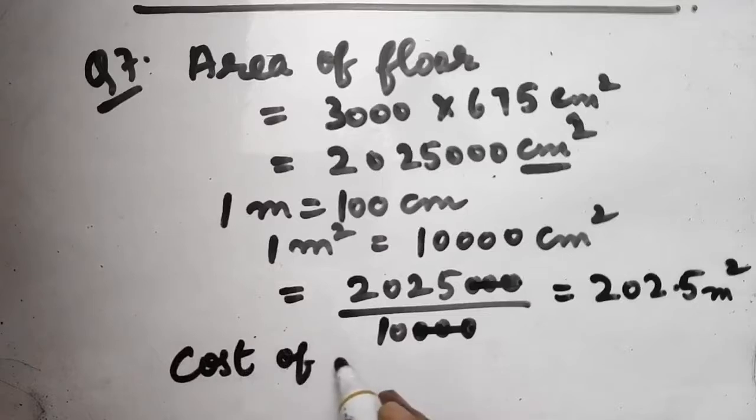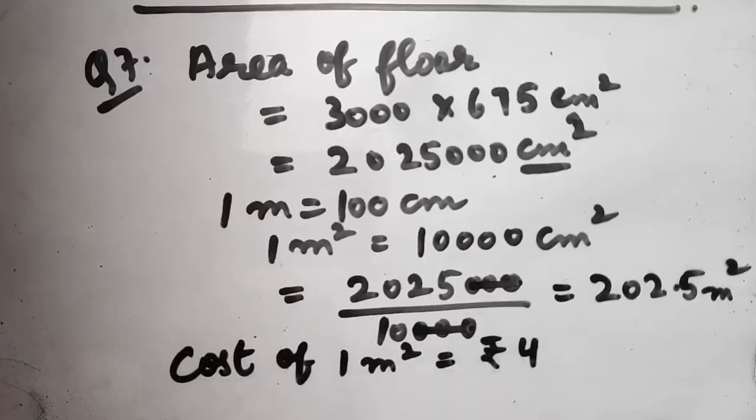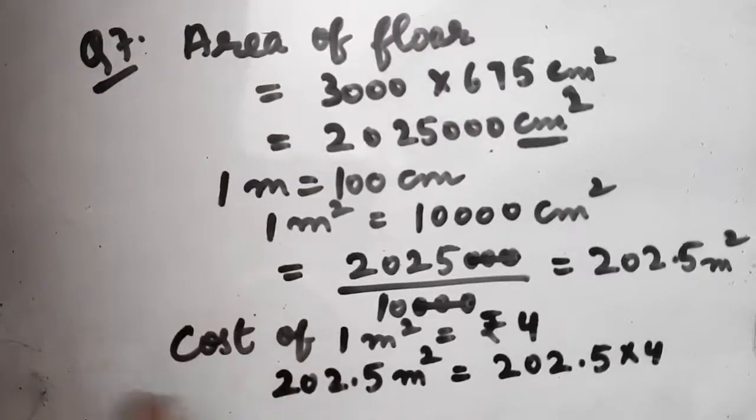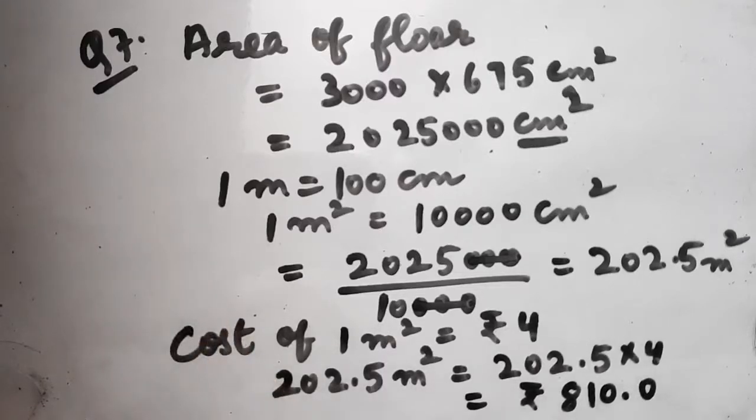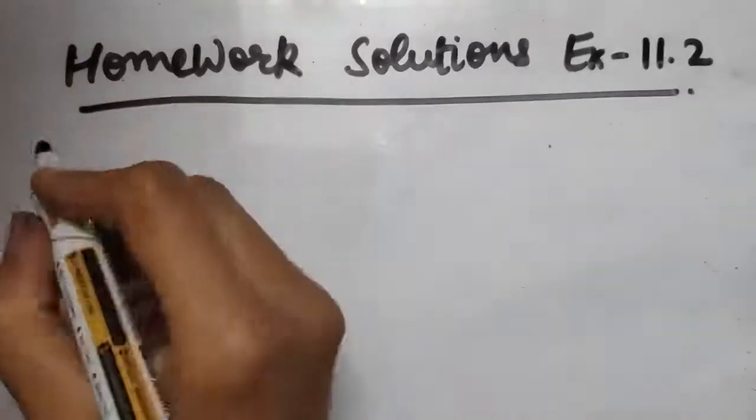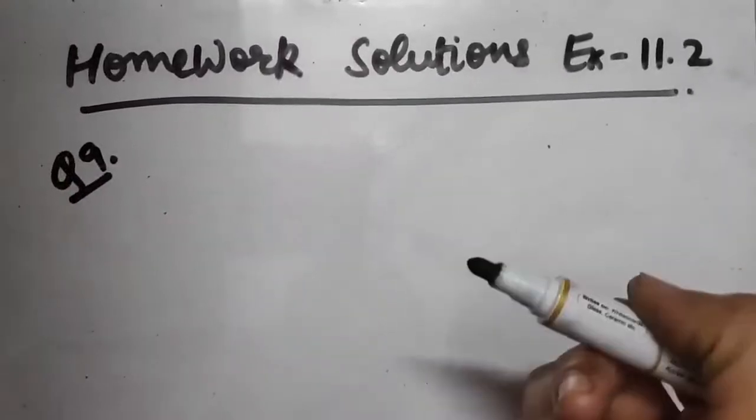Now cost per meter square, or 1 meter square, is equal to rupees 4. So cost of 202.5 meters square will be equal to 202.5 into 4. That will be equal to rupees 810.0, or rupees 810. I hope question number 7 of exercise 11.2 is clear to you. Now I am going to discuss question number 9 of exercise 11.2.